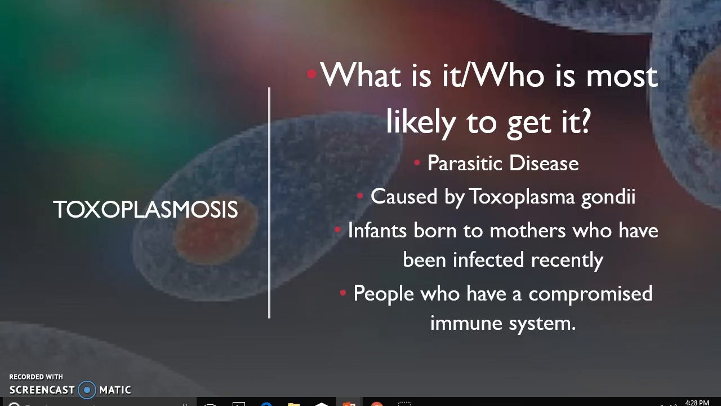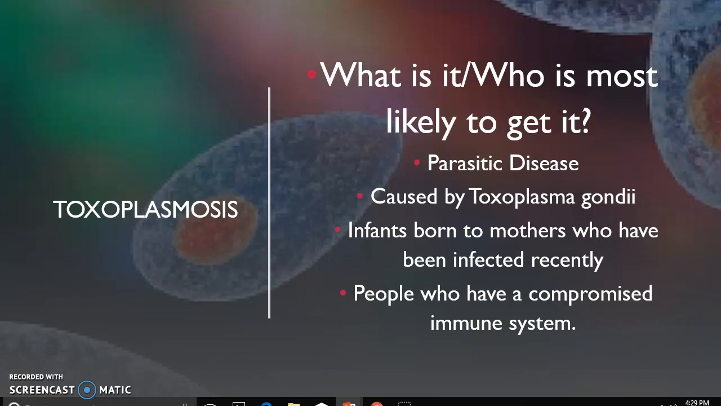The first one I would like to talk about is toxoplasmosis. Toxoplasmosis is a parasitic disease that is caused by Toxoplasma gondii. This is a disease that's the leading cause of death attributed to foodborne illnesses in the United States. Also, about 40 million people have this parasite and they have no idea that they have it. They are asymptomatic.